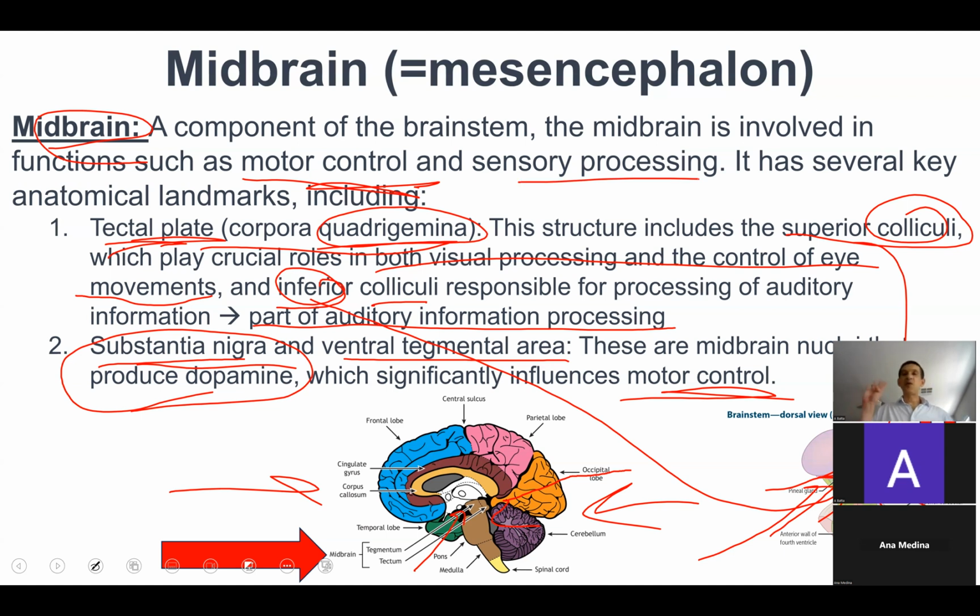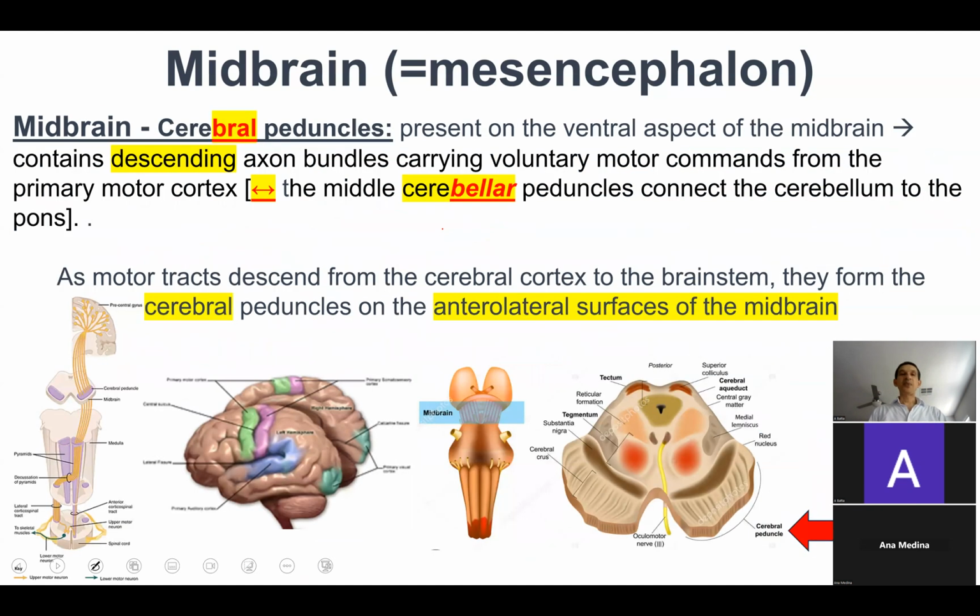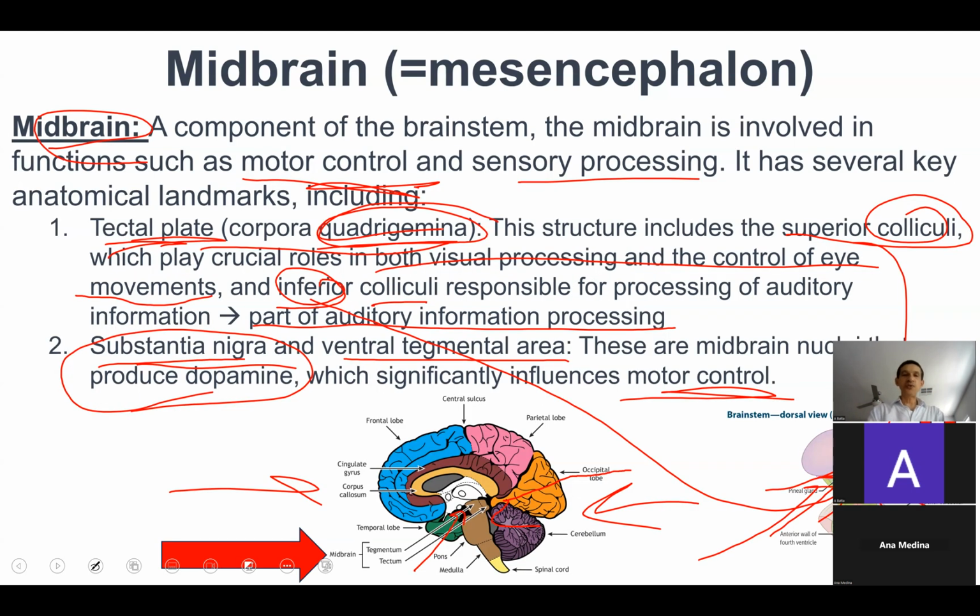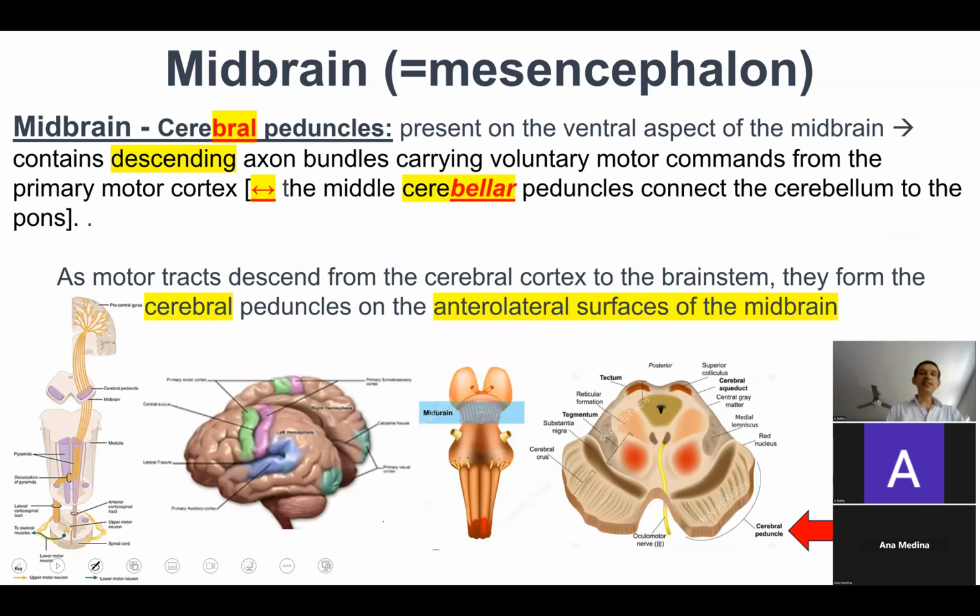If you think about the corpora quadrigemina, this plate is responsible for vision, superior colliculi, and audition, the inferior colliculi. In addition to that, if you were to look from rostral, from anterior, from ventral, you can use any of these, you're going to see that slicing this midbrain like so gives us a cut like the one here. So this is your cerebral aqueduct.